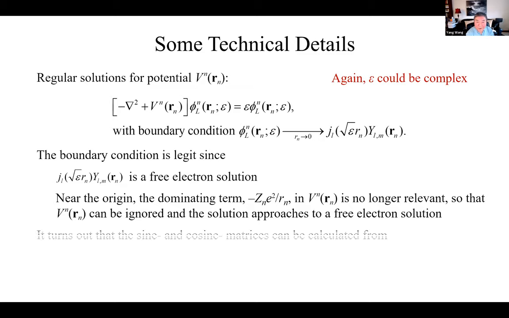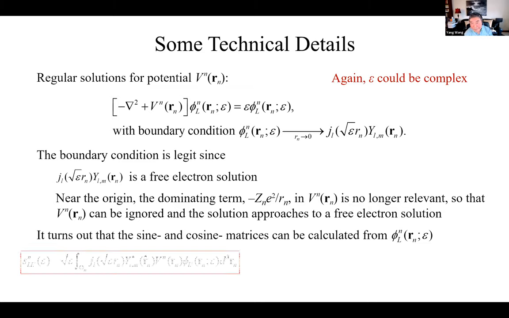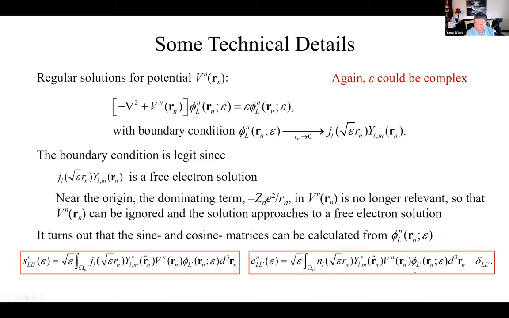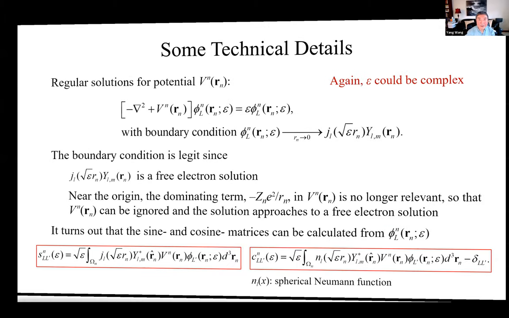All right. So it turns out the sine and cosine matrices can be calculated from phi. I'm not going to derive this, it's just too mathematical, but let's accept this as a result. So the sine matrix can be calculated this way, using this phi, if phi is calculated following these boundary conditions. I'm sorry, I lost a little superscript here. And the cosine matrix can be calculated using this, where N is the spherical Neumann function. So we can calculate the sine matrix and cosine matrix, and then we calculate the T matrix. This is the way the T matrix is calculated.